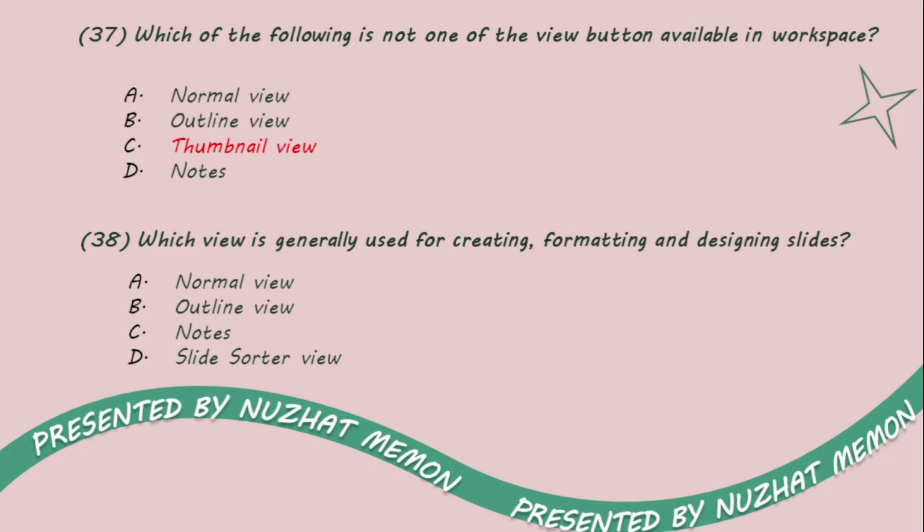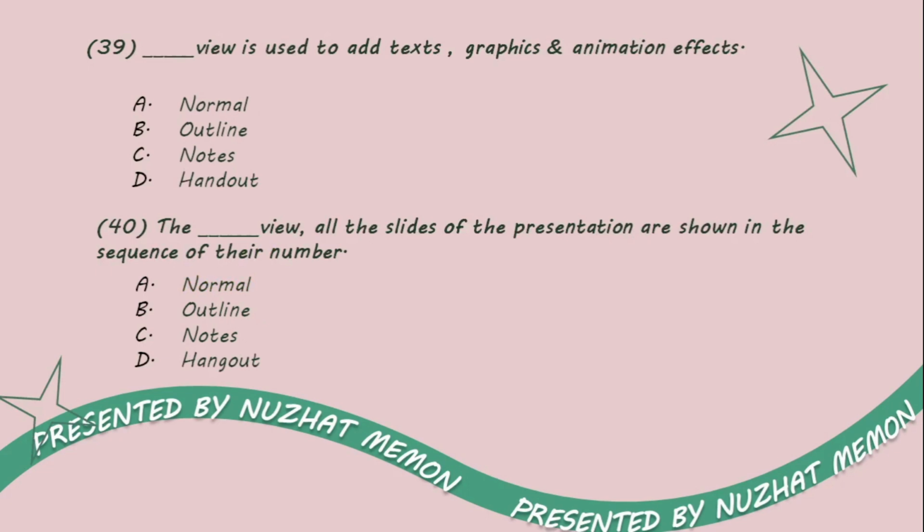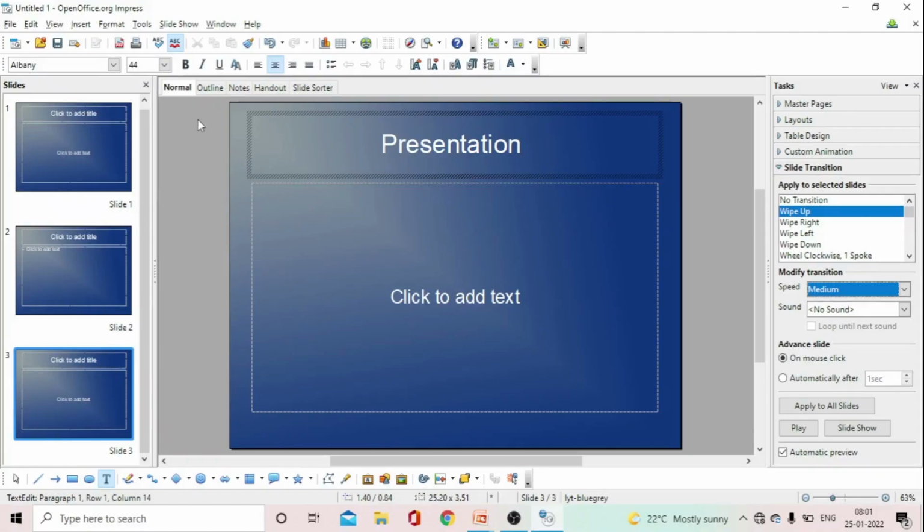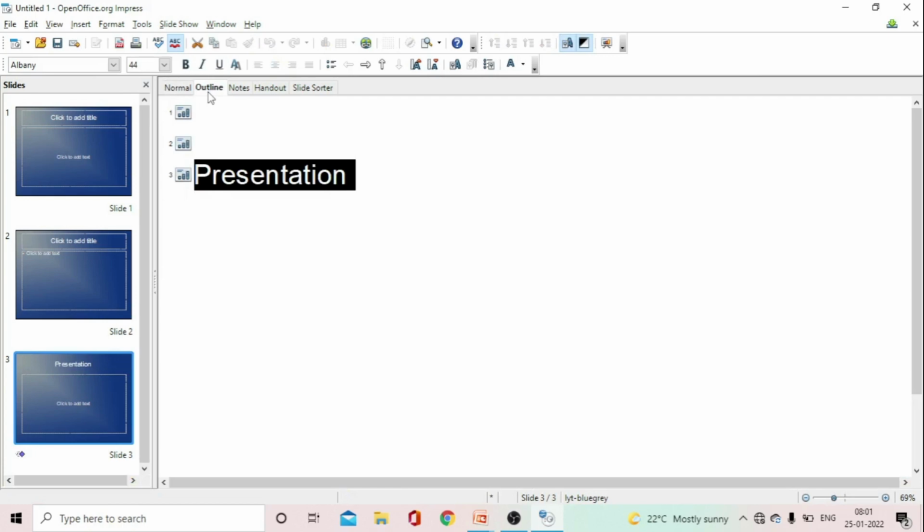38. Which view is generally used for creating, formatting and designing slides? So basically normal view is used for creating, formatting and designing slides. Next, dash view is used to add text, graphics and animation effects. So here the correct option is again normal view. 40. In the dash view, all the slides of the presentation are shown in the sequence of their number. So here the correct option is outline view. So let's see outline view. So yes, this is an outline view.